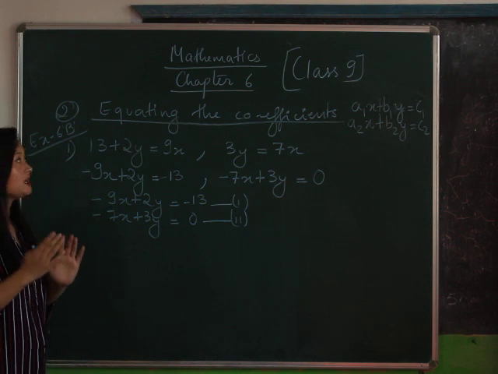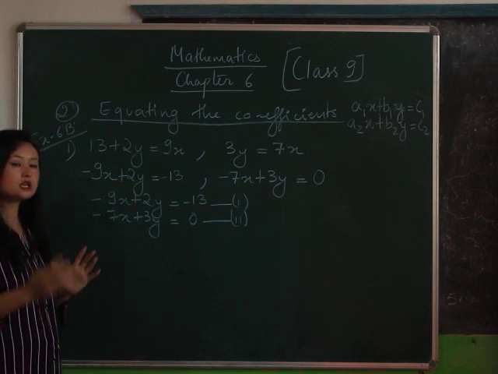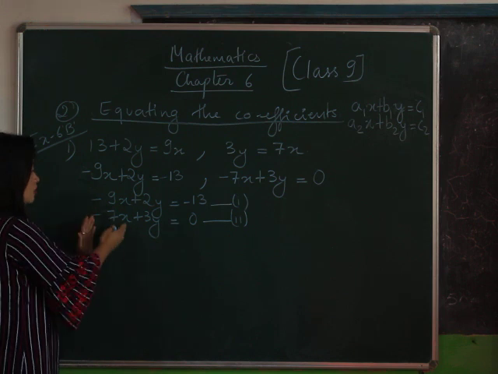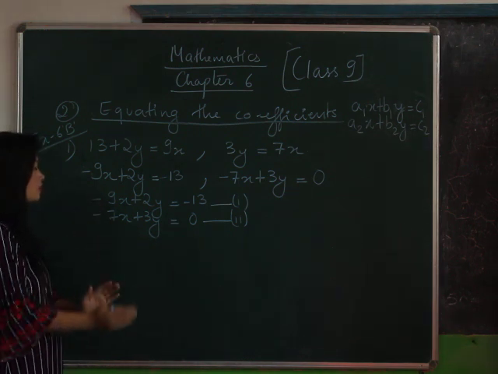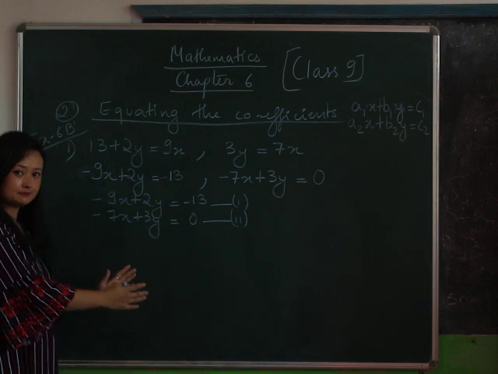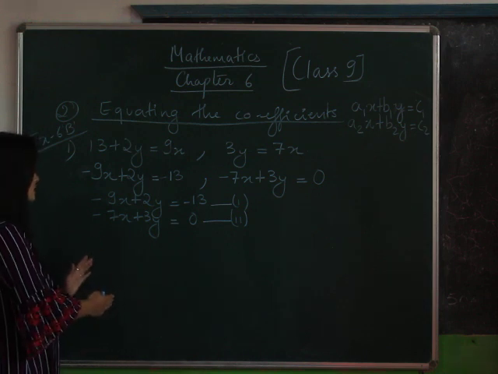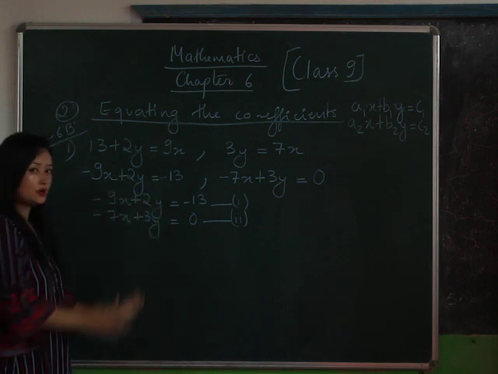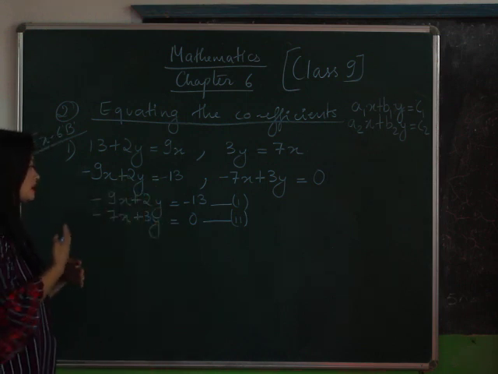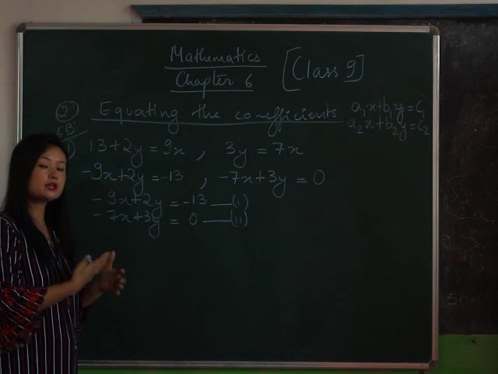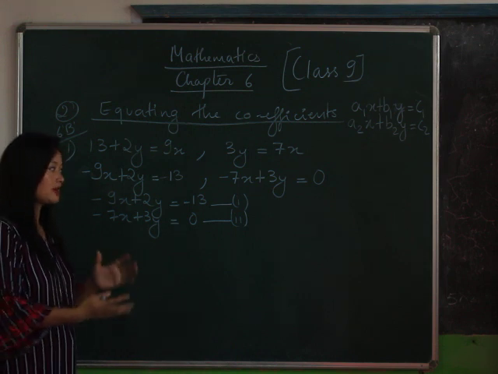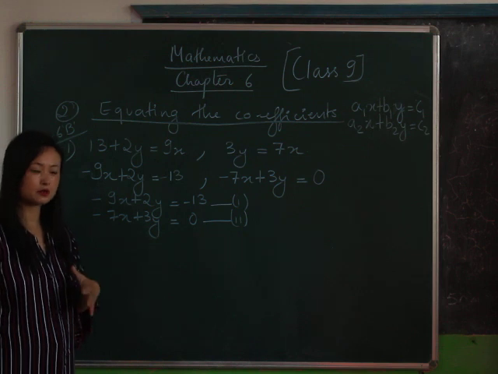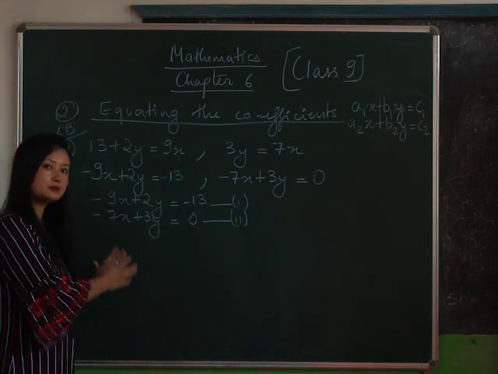Now how do we equate the coefficient? Equating the coefficients means either we have to make the coefficient of x the same or the coefficient of y the same. You can choose any one. You can choose the coefficient of x or the coefficient of y. But make sure that when you are choosing numbers, you choose similar numbers, so that you don't have to go through a multiplication of large numbers. Try to make it as simple as you can.